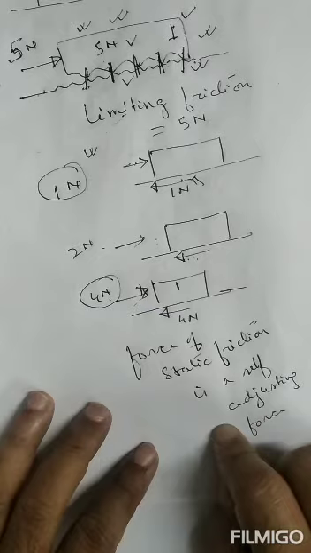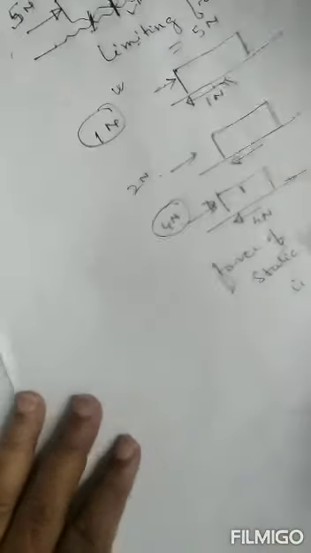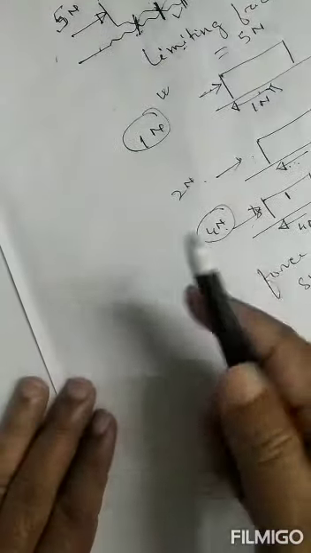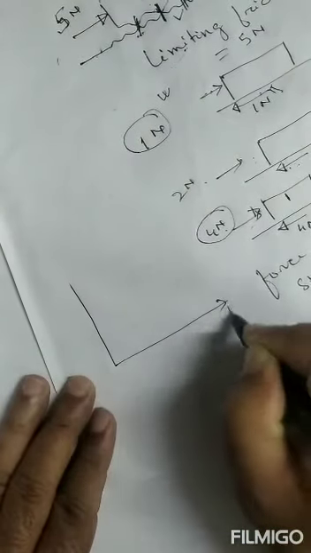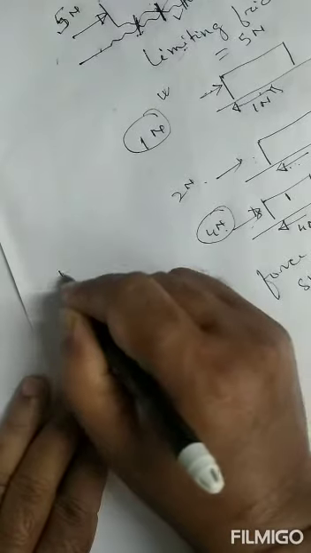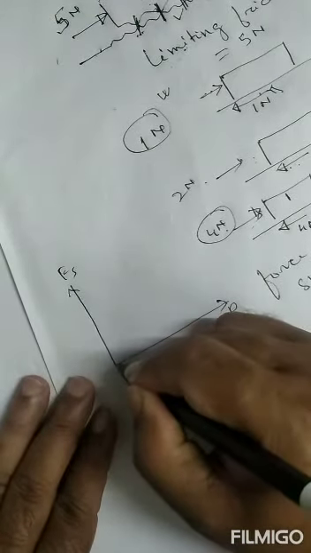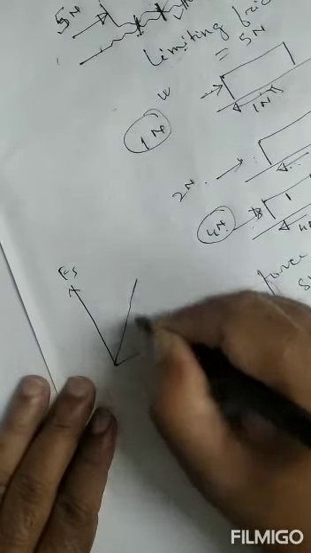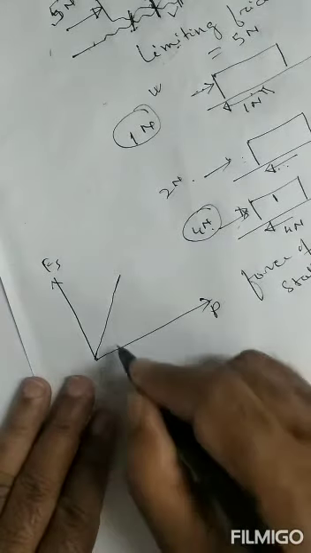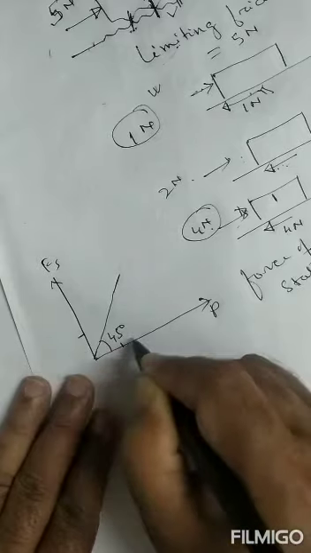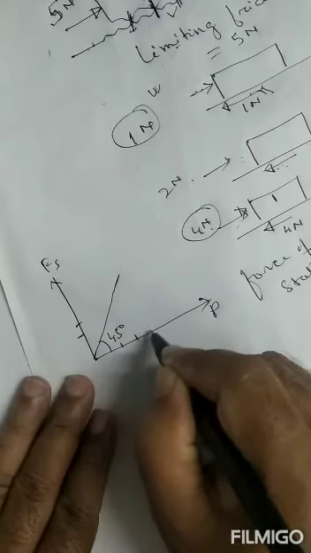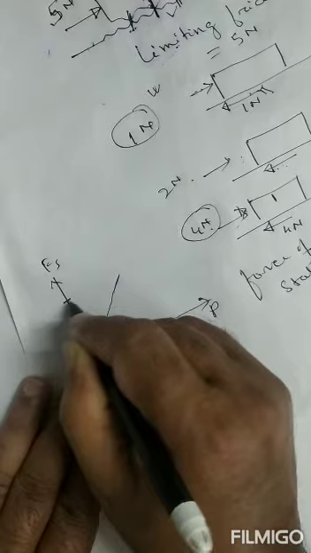Is that clear? So what did we learn from this? We can draw a graph between the applied force and the frictional force. As long as the body remains at rest, this graph will look like this. This angle is 45 degrees. This is 1 newton, this is 1 newton, this is 2, this is 2, this is 5 newton, this is 5 newton.